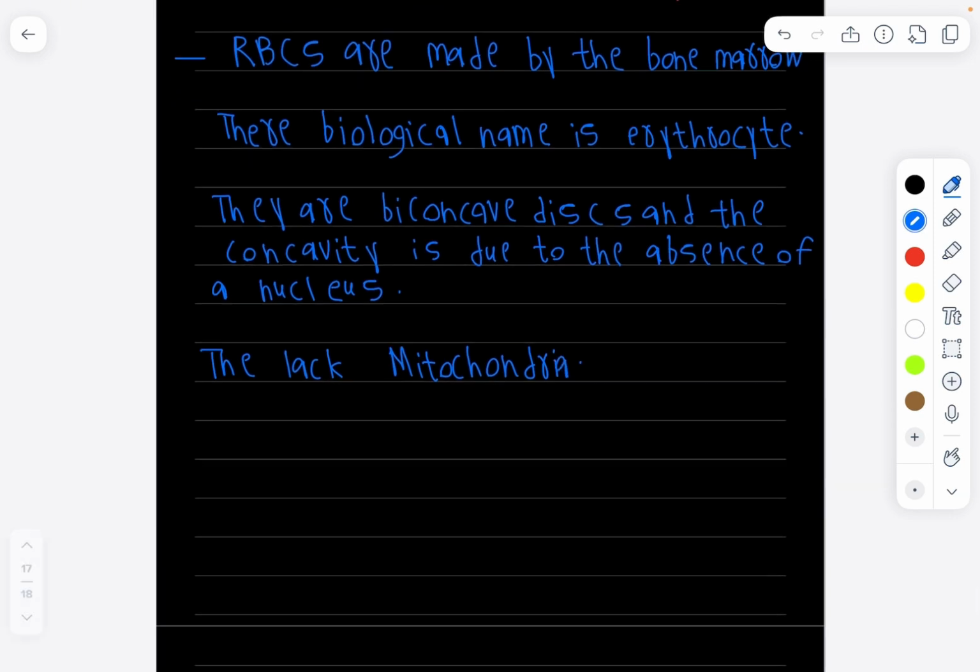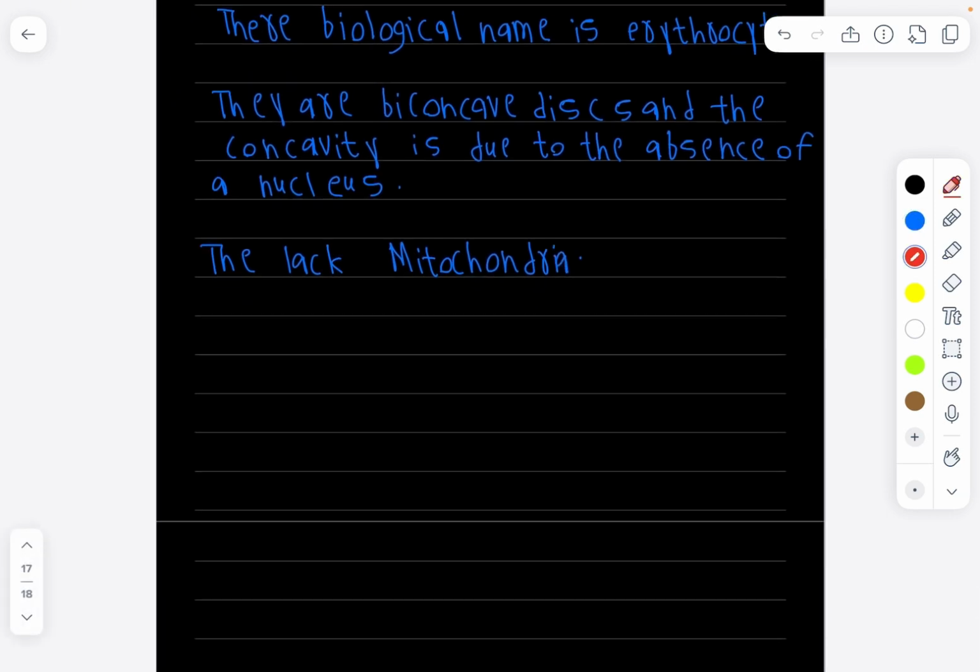Alright, so now I'm going to draw a small structure that will represent the RBC. So this is how they will look like. Now the pigment that I am drawing is called the haemoglobin. This pigment is inside the RBCs. It's called haemoglobin. Right? They are red.